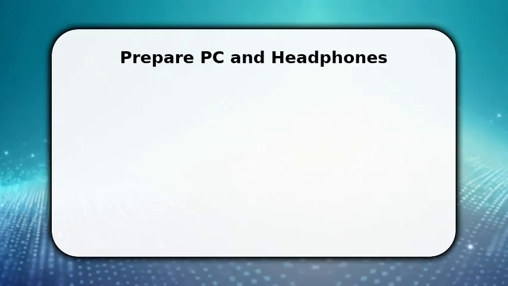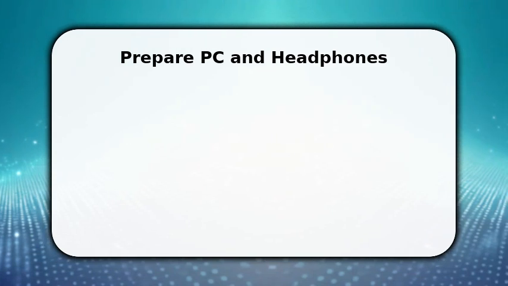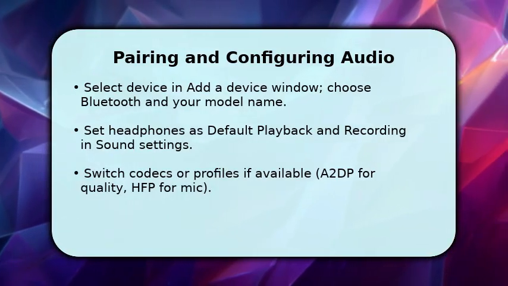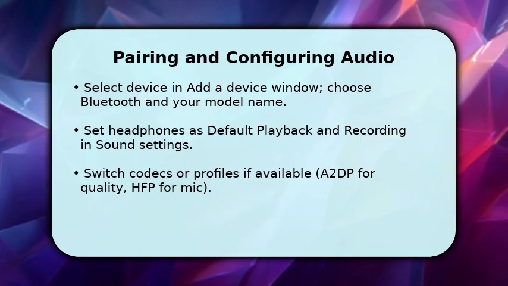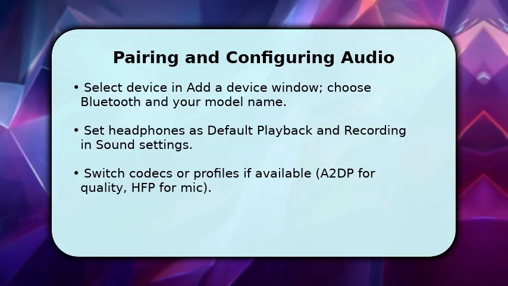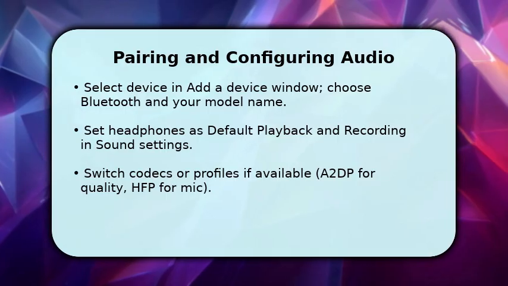Now, open the Add Bluetooth or Other Device dialog, so the next step can find and connect to your headset. You should now see the headset listed. Click it to pair and confirm any PIN prompts. After Windows shows connected, go to Sound Settings and set the headphone device as default playback and default communication device so apps route audio correctly.